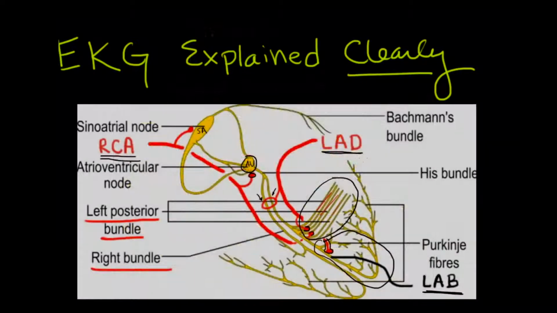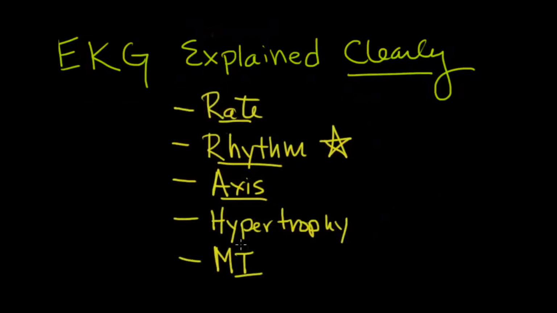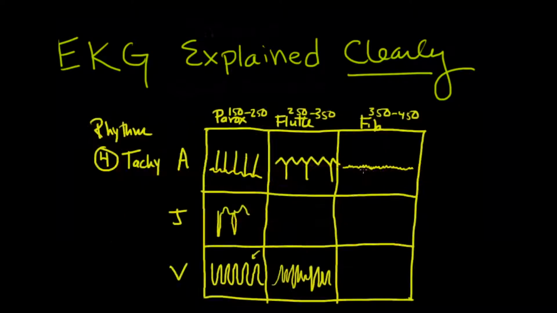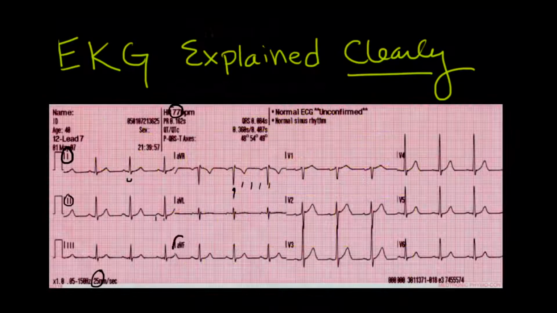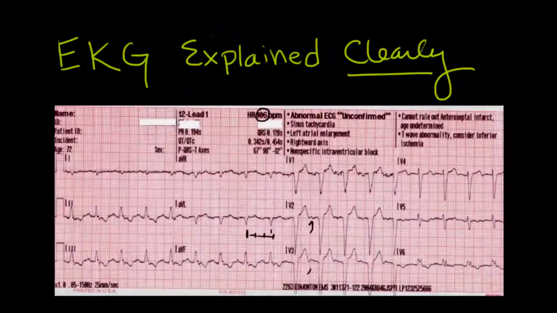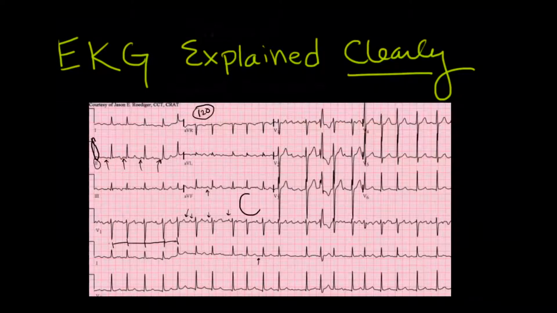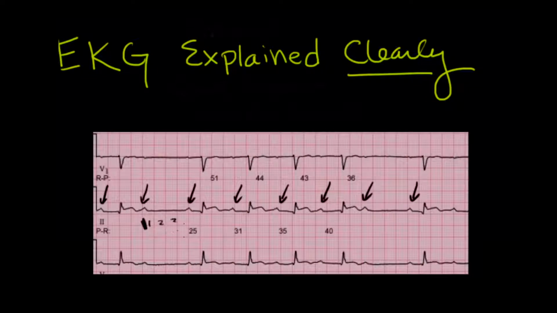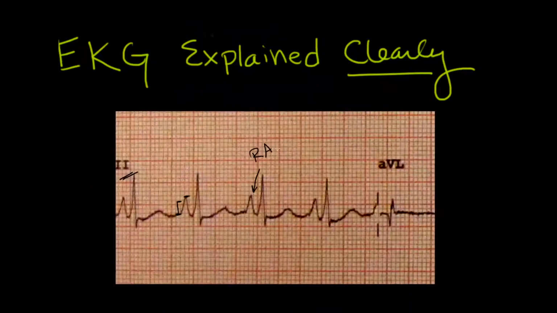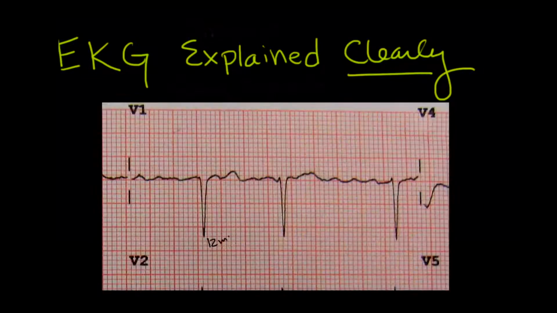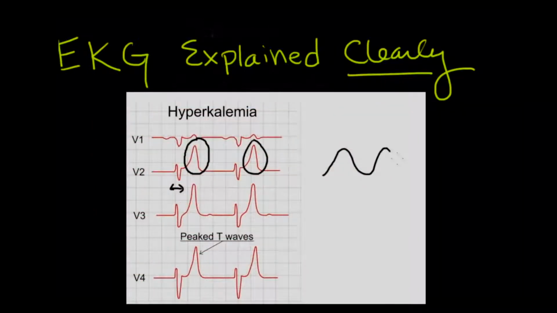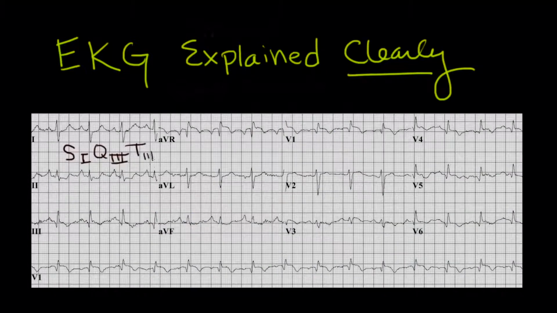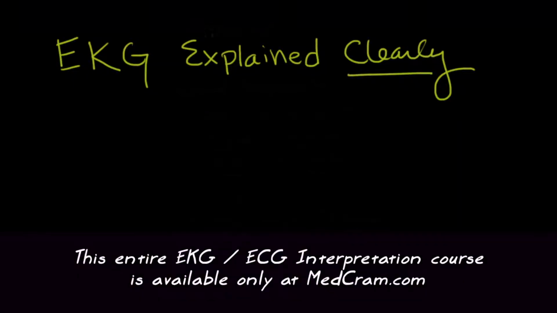fascicular blocks. And then at the end, we'll put it all together and teach you how to systematically read an EKG. We'll go through a normal one first, and then onto a variety of abnormal EKGs like sinus tachycardia, atrial fibrillation, multifocal atrial tachycardia, first, second, and third degree heart blocks, atrial enlargement, ventricular hypertrophies, hyperkalemia, rare anomalies, and many, many more abnormal EKGs. So let's begin with anatomy.